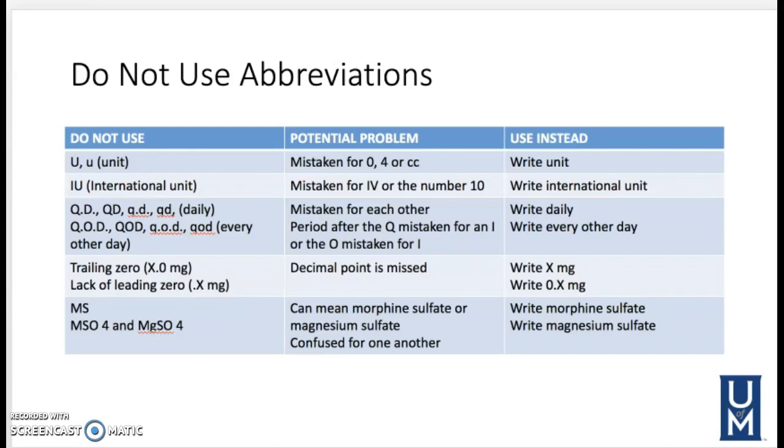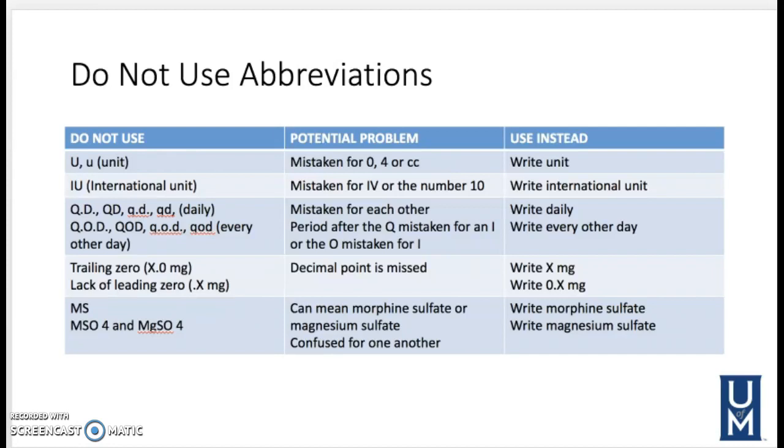So U, it was often mistaken for a 0, a 4, or a CC, and instead you would write unit. IU stands for International Unit. It was often mistaken for IV or the number 10. We now just write that out as international units. Here, you may see this still in the clinic. A lot of physicians have not broken this habit yet, but QD, all the different variations, QOD, all of the other variations of that, which stand for daily or every other day. They were mistaken for different things, and so we now write daily or write every other day.